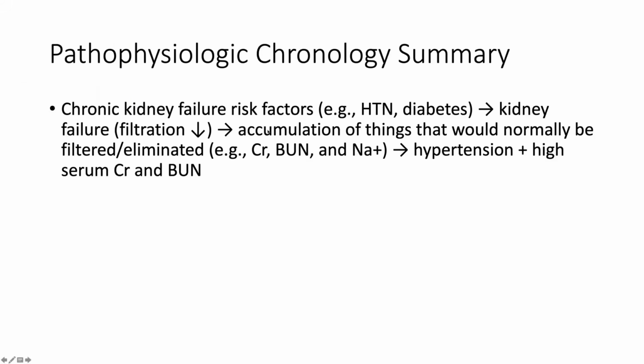Some of you guys have renal artery stenosis, which is possible. So that would actually be one way of explaining this. But I think the simpler explanation is just hypertensive diabetes, right? Those are things that cause chronic kidney failure. So the most common thing would just be that he has kidney failure. Kidney failure means you have a decrease in filtration. Decrease in filtration means you're going to accumulate things that you would otherwise normally filter or eliminate, right? So creatinine, BUN, sodium. That will give you hypertension because retention of sodium is going to cause retention of water. It's going to increase your intravascular volume, causing hypertension and high serum creatinine.